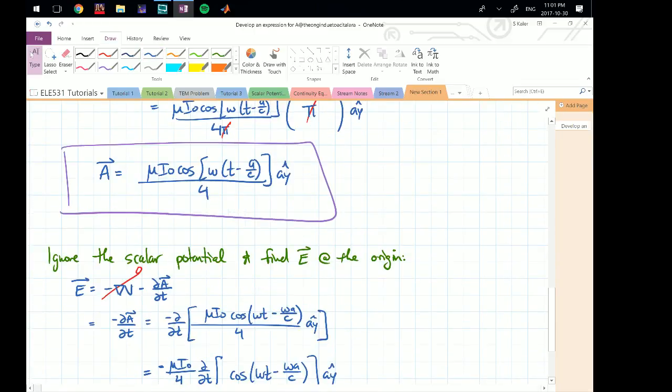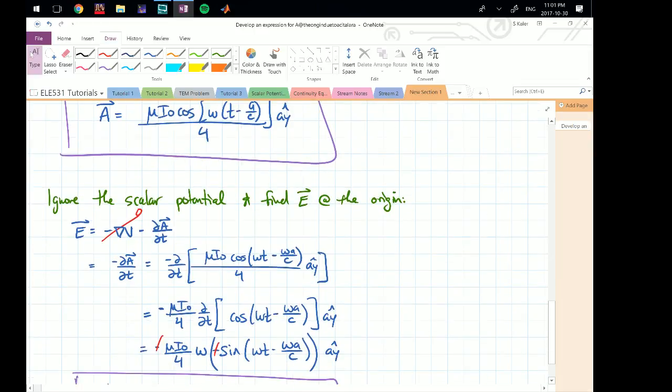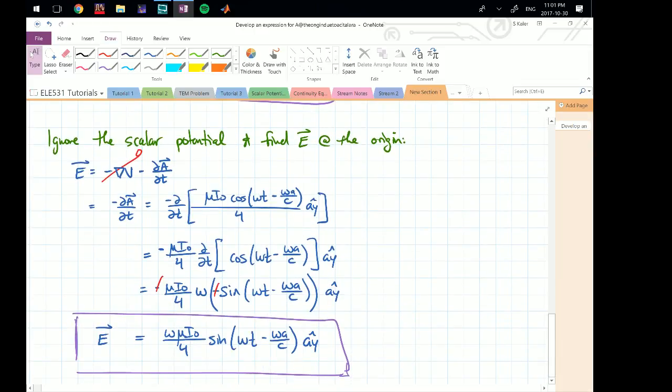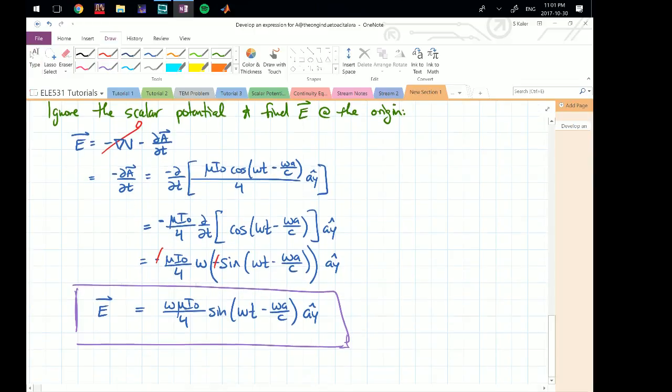And then the second part of the question said, ignoring the scalar potential, find the electric field at the origin. This was our modified electric field for the time varying case. We ignored the scalar potential V as it told us to, and we simply took the time derivative of the vector potential to find the electric field at the origin.